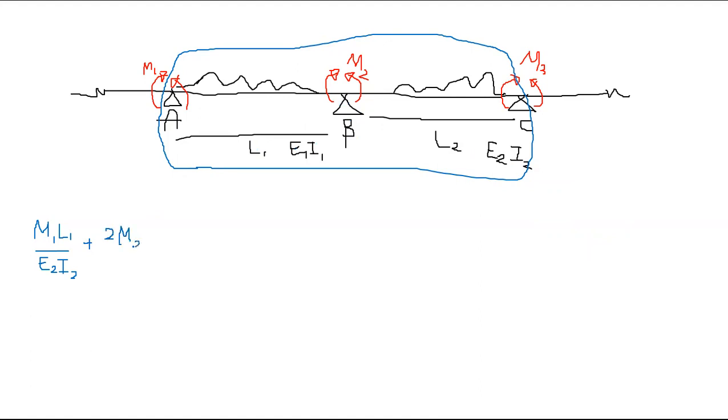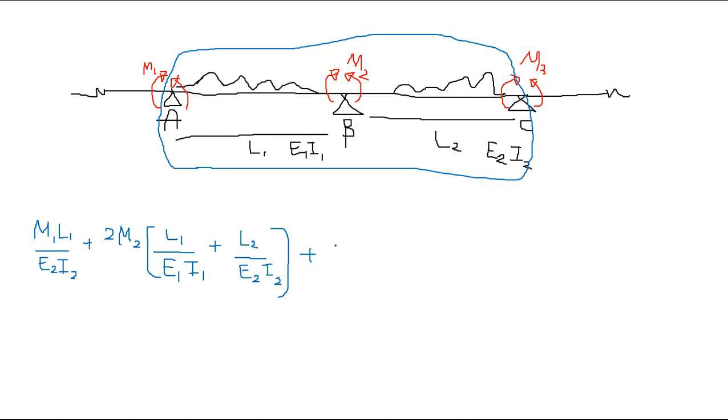2M2, right? So within brackets you have to write, because that is common for both spans, right? L1 over E1 I1 plus L2 over E2 and I2, right? So then M3 belongs to this span only, right?